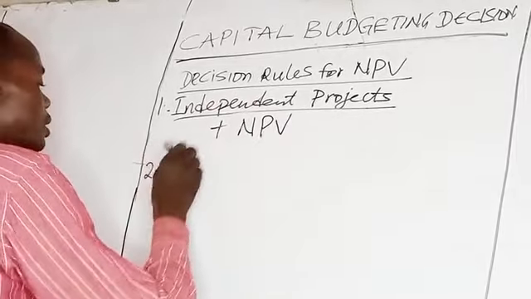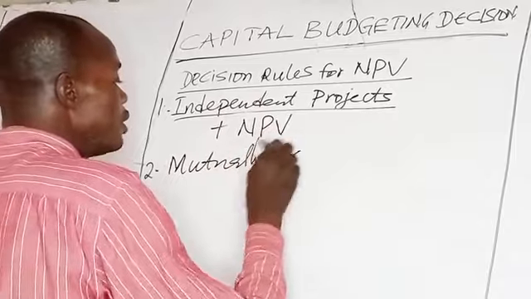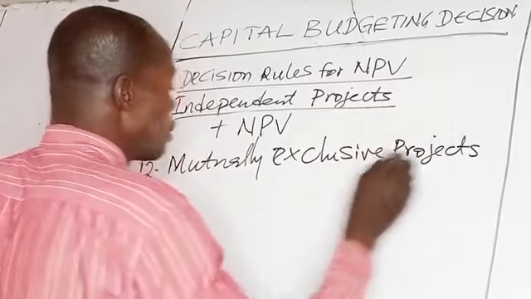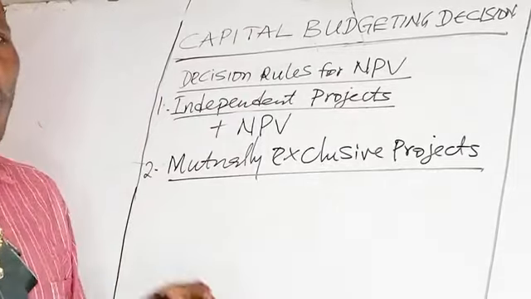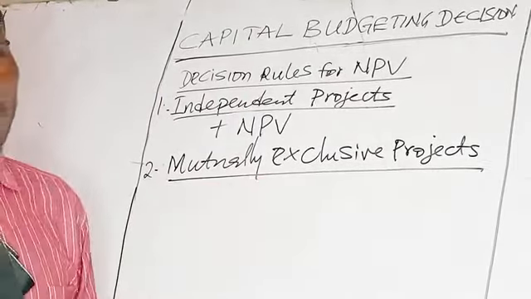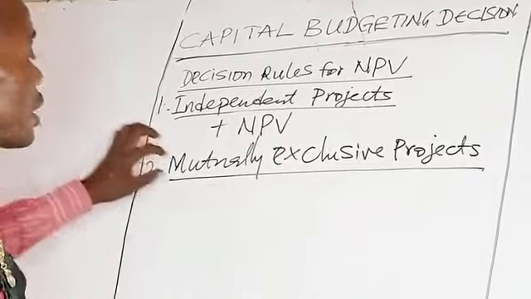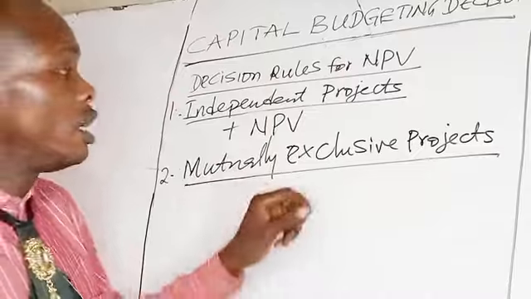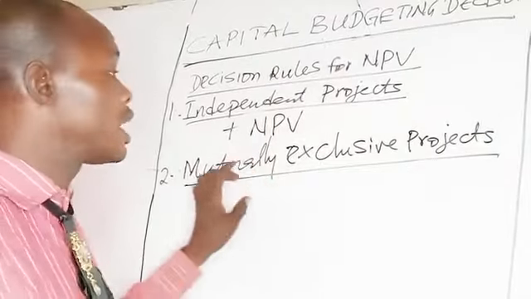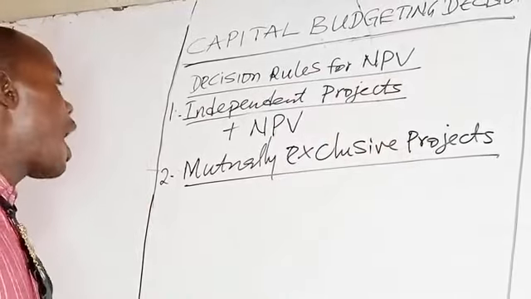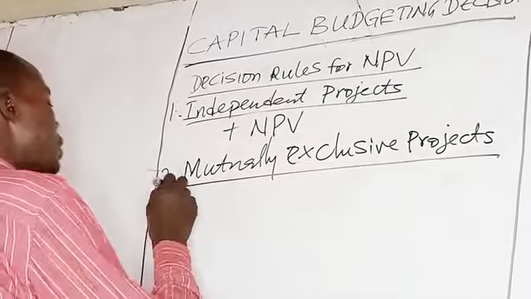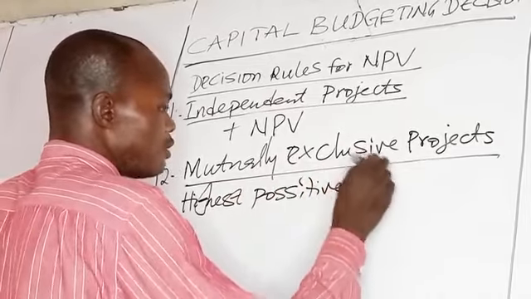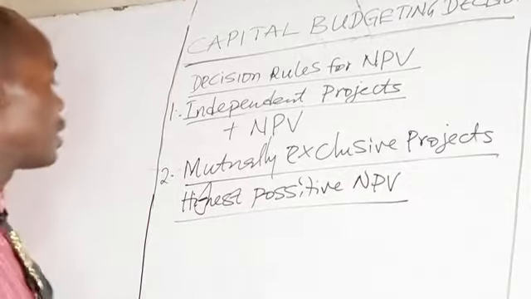Number two, we have mutually exclusive projects. Mutually exclusive projects are two or more projects that cannot be accepted simultaneously. If project A is accepted, B cannot be accepted. If B is accepted, C cannot be accepted. So two or more projects that cannot be accepted simultaneously. For a mutually exclusive project, accept the project with the highest positive net present value. The one with the highest positive net present value.